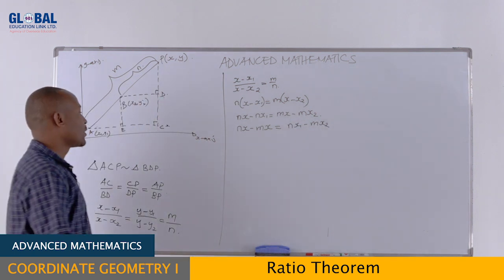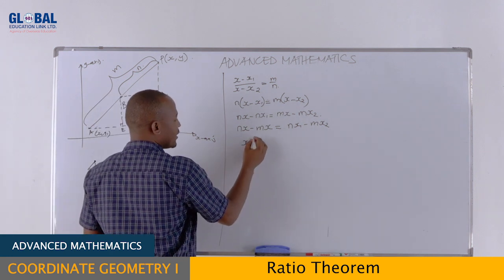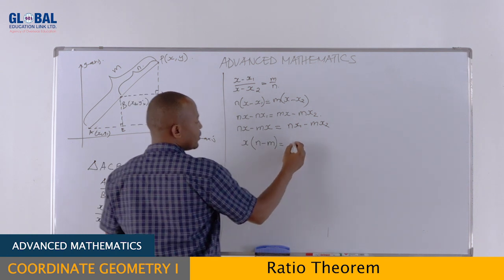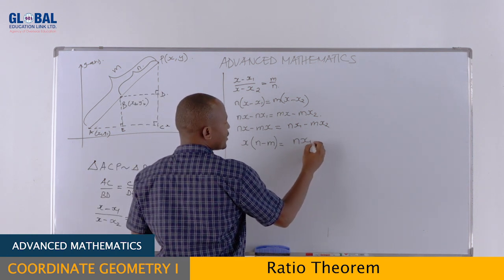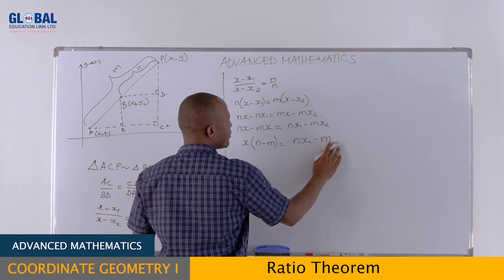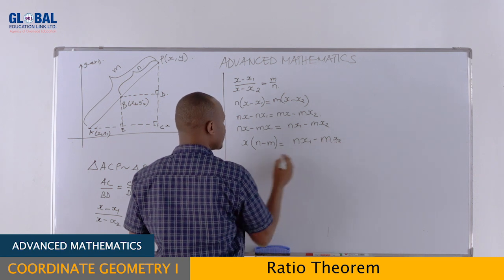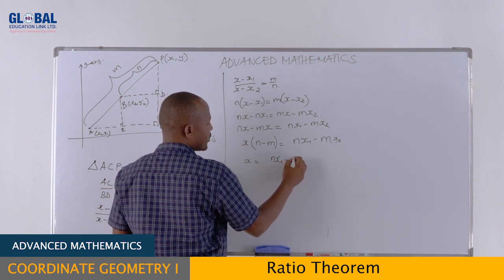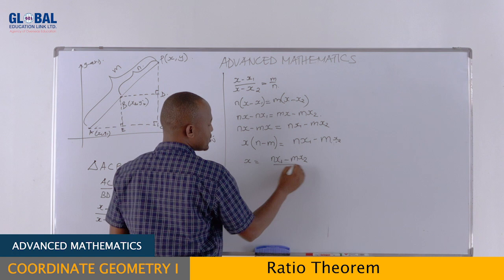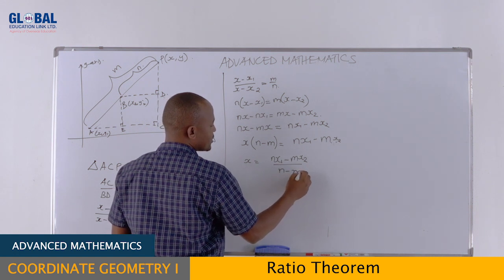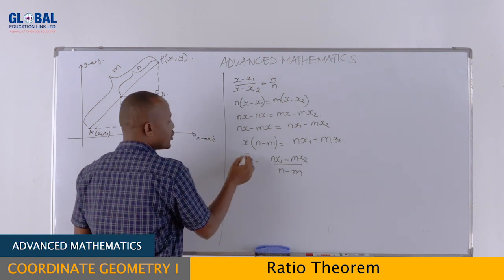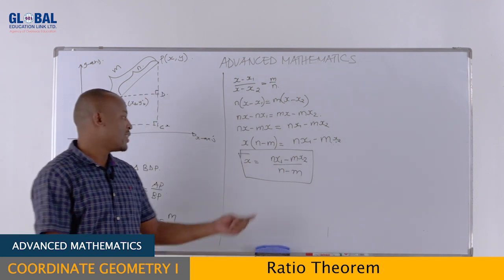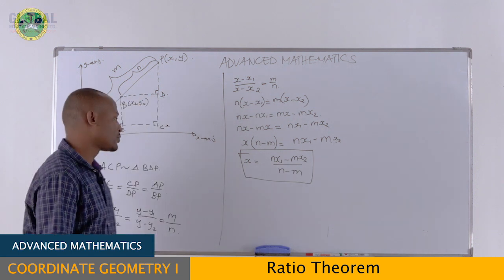That is to say, if we try to factor out an X, we have X times N minus M equals to NX1 minus MX2. So we have X which equals to what? NX1 minus MX2 over N minus that thing. So you will notice the difference from the internal division. There we had a plus and now we have a subtraction sign.